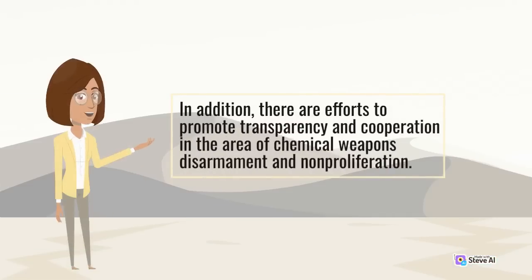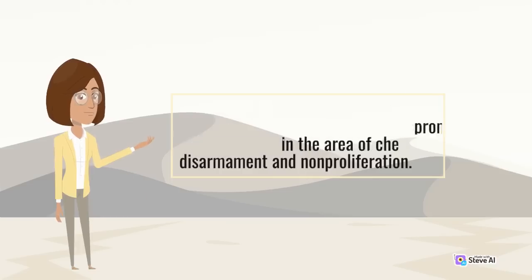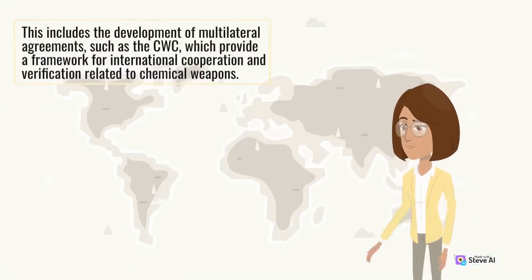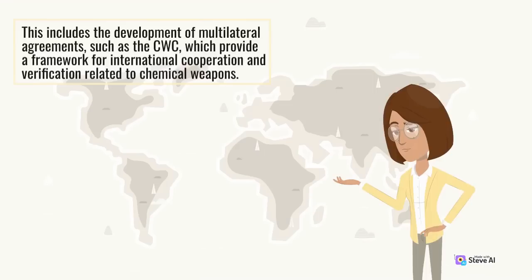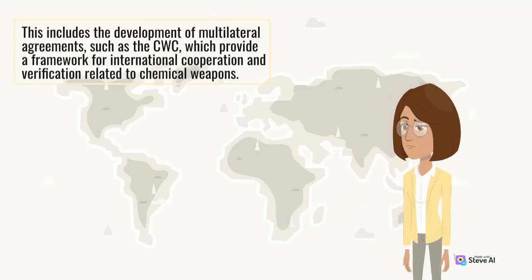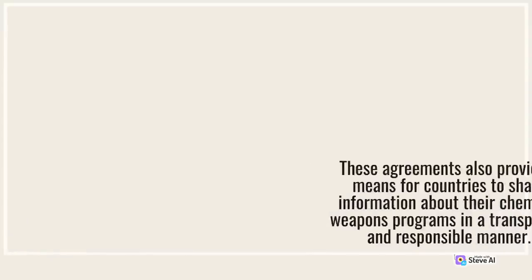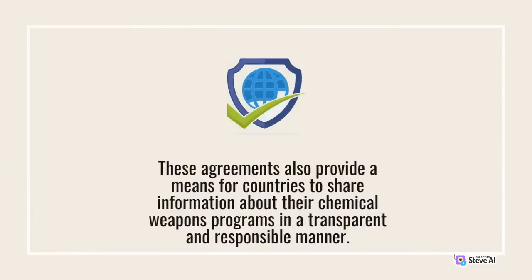In addition, there are efforts to promote transparency and cooperation in the area of chemical weapons disarmament and nonproliferation. This includes the development of multilateral agreements, such as the CWC, which provide a framework for international cooperation and verification related to chemical weapons. These agreements also provide a means for countries to share information about their chemical weapons programs in a transparent and responsible manner.